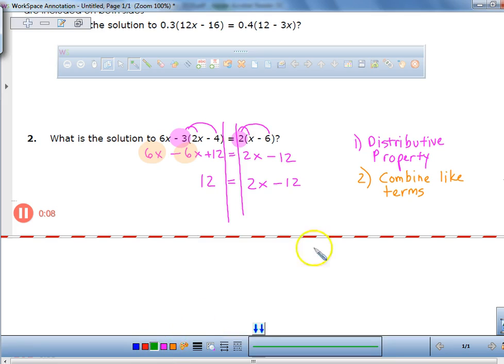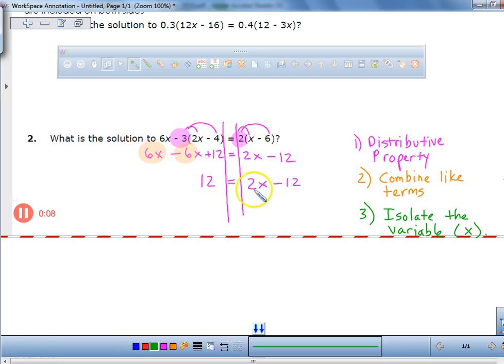Let's go to step 3. We need to isolate the. What word are you going to use? Isolate the variable. You're right, our x values. All right, which our variable in this particular case is the x. Okay, we're going to isolate the variable.